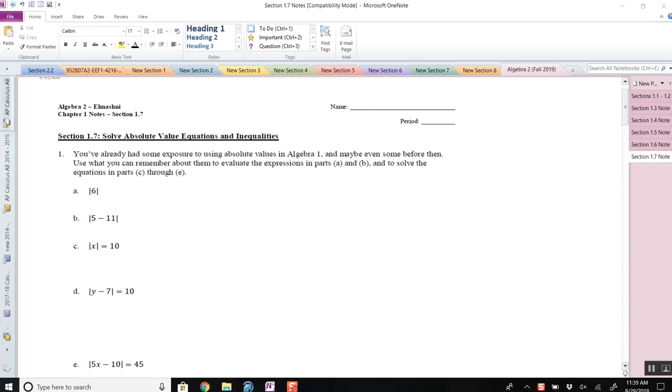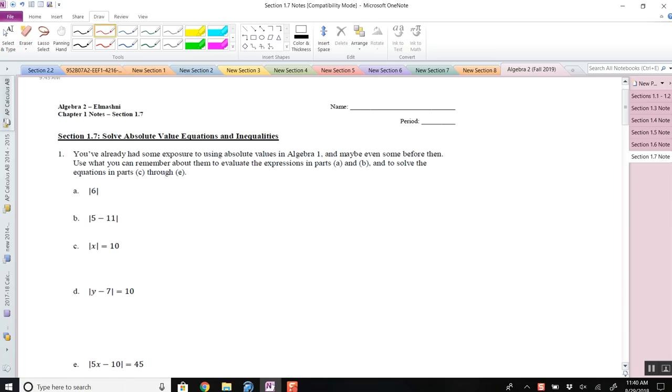This is Section 1.7 of Solving Absolute Value Equations and Inequalities. So we're going to discuss what an absolute value is. And that's actually the first question in the Google form.